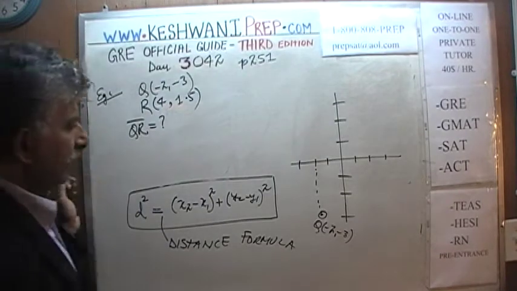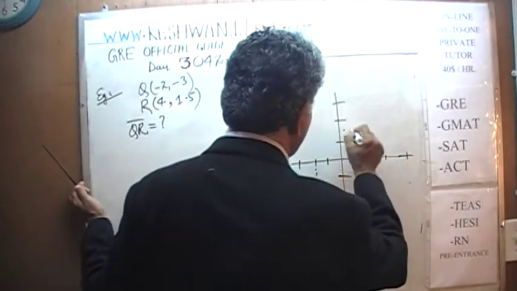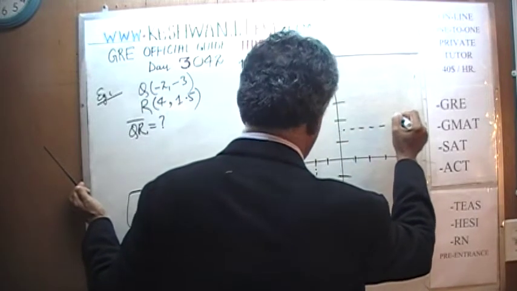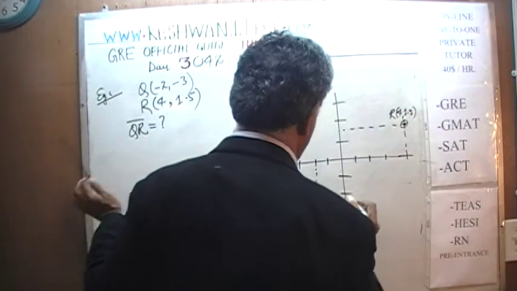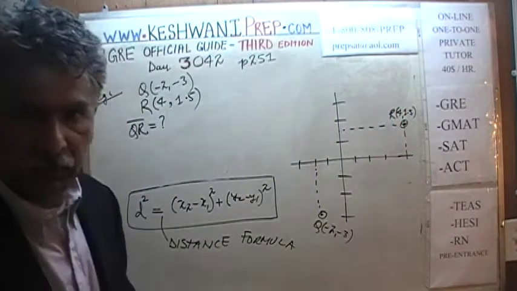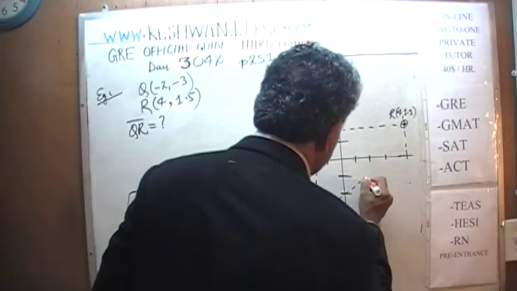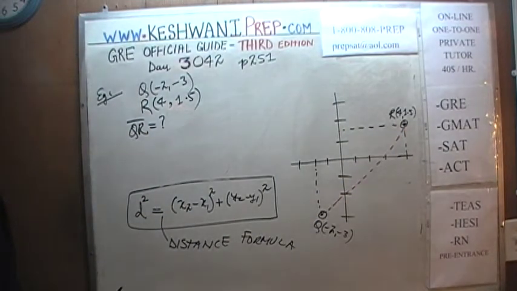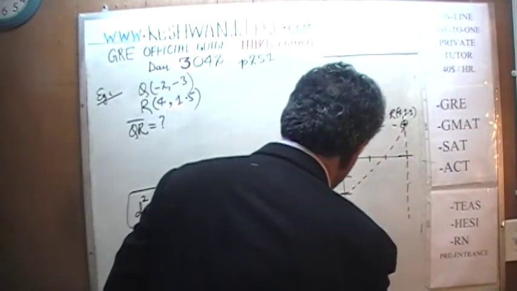And (4, 1.5) is going somewhere here. This is our (4, 1.5). And what we're looking for is this distance right here, Q to R. Let's do it, shall we? Draw the perpendicular as we did before.